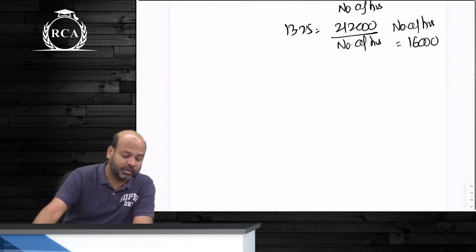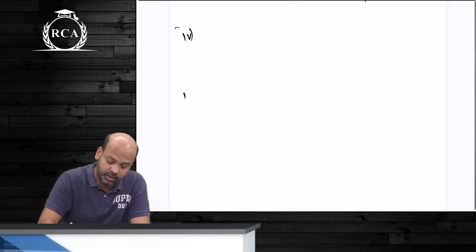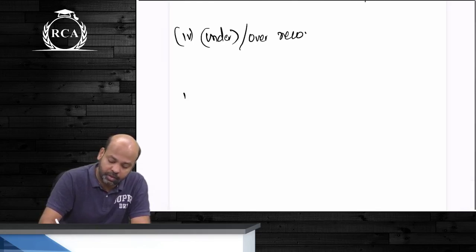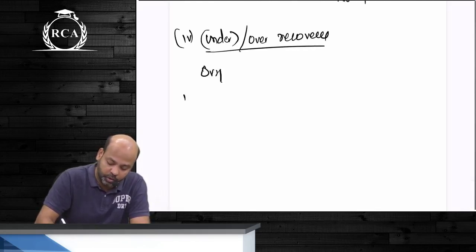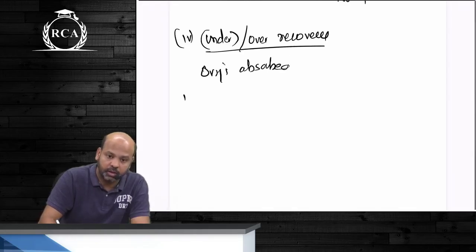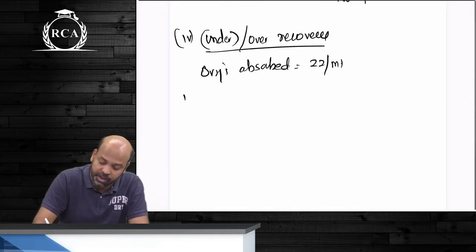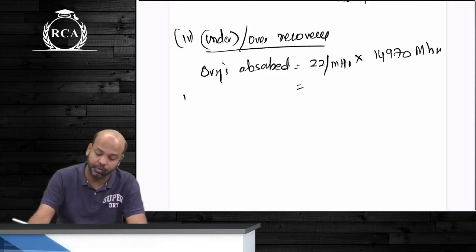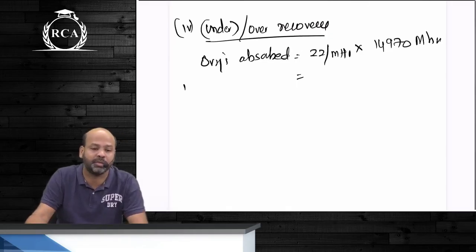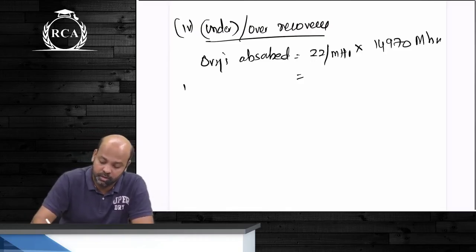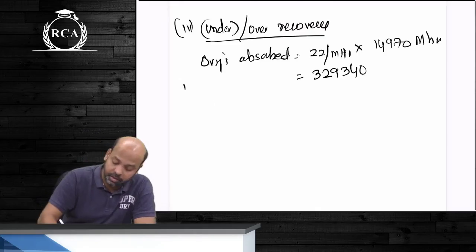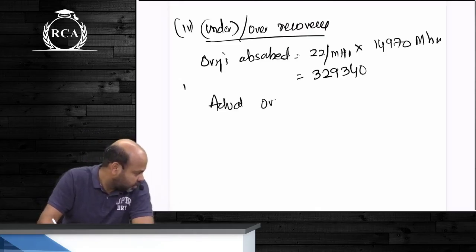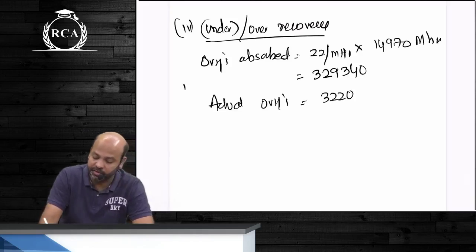Are you all done with the amount of under or over recovery of overheads guys? How much is it, beta? For under or over recovery of overheads, you have to compare the amount of overheads absorbed. How much will overheads absorbed be? 22 rupees per machine hour guys, multiplied by actual number of machine hours, 14,970. So 22 per machine hour into 14,970, beta, will be equal to 3,29,340. But actual overheads guys are how much? 3,22,000.